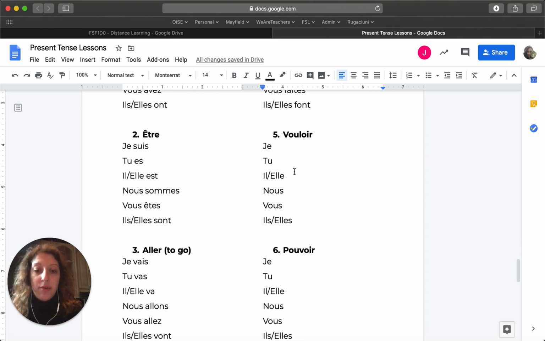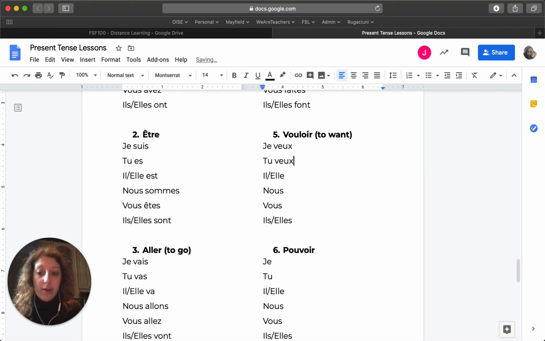Okay, let's keep going with vouloir. Vouloir, again, is very different for the endings. Doesn't really follow what's going on here, but vouloir and pouvoir follow very similar rules. Same with devoir. So vouloir means to want. Okay, so for example, if I'm saying I want some water, je veux de l'eau, then I would say je veux.